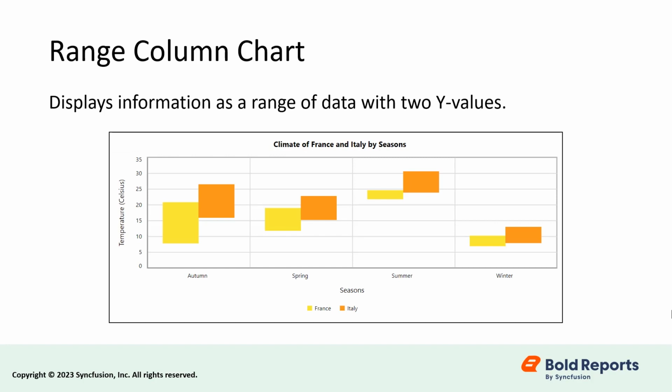Using this range column chart, you can display information as a range of data with two Y values at a time. Look at the example chart which shows the highest and lowest temperatures of different seasons in France and Italy. Now, let's see how to add a range column chart to a report.